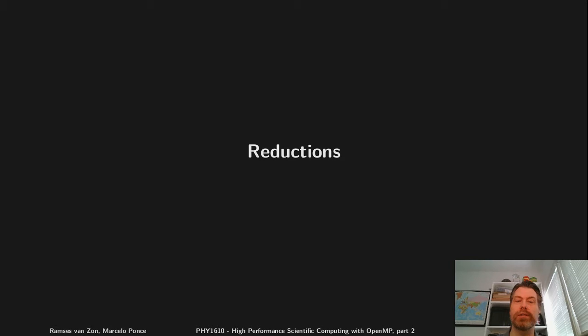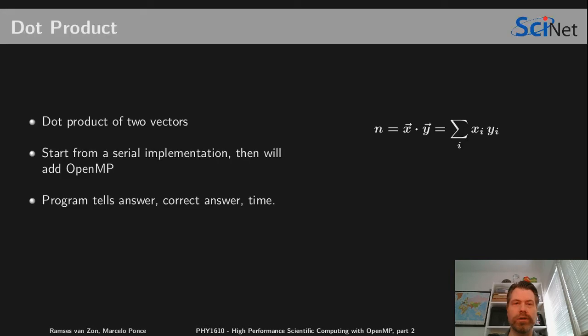And so the first kind of loop dependencies that one can have are so-called reductions. Reductions are essentially when you have a bunch of data, a bunch of numbers, and you are going to reduce them down to, say, one number. Or you might have a matrix and you're reducing it to a vector.